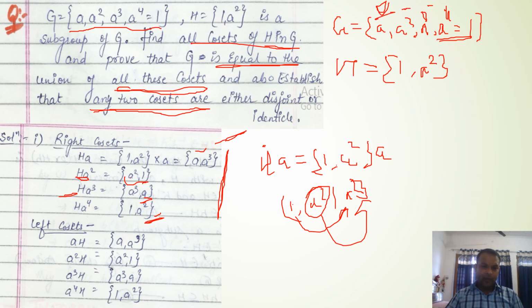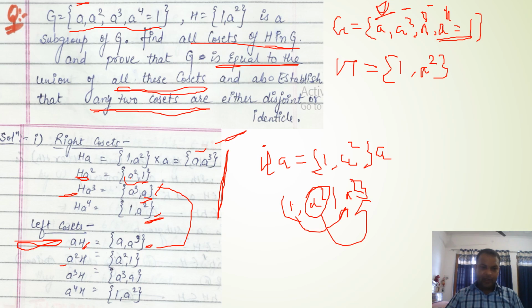Similarly, we can calculate the left cosets. To find the left coset, we will multiply this subset H by each element of this group G from the left. The first element is a, so we multiply H by a from the left, and we get the result a comma a cube. This is equal to a cube comma a, because this is a set, and in a set the elements can be written in any order.